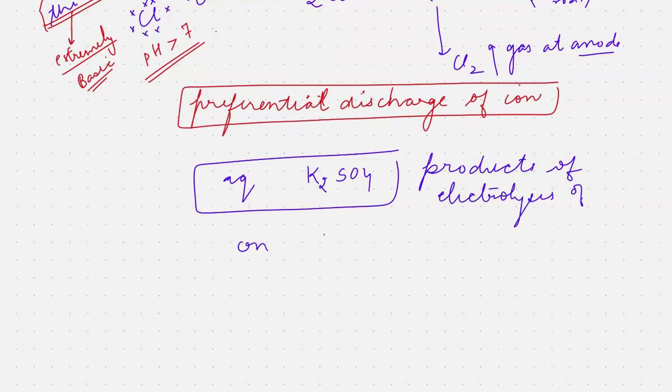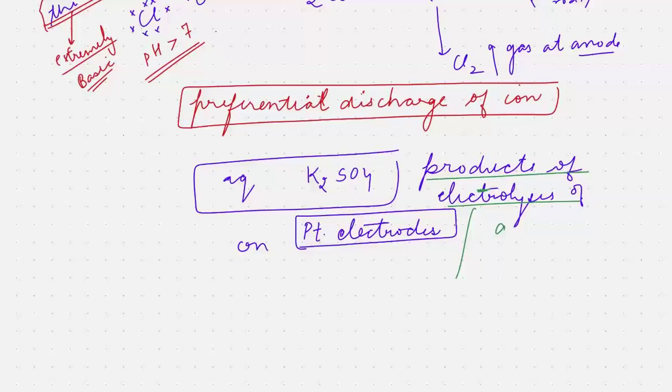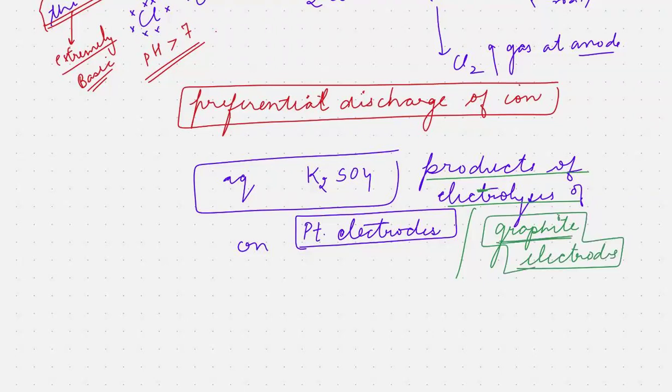On platinum electrodes. They might say platinum electrodes, or they might say graphite electrodes. You understand the point? They can say platinum electrodes also, and they can also say graphite electrodes, because both of them are passive electrodes. So we are going to have the graphite electrodes and the platinum electrodes. Got the point? Right?